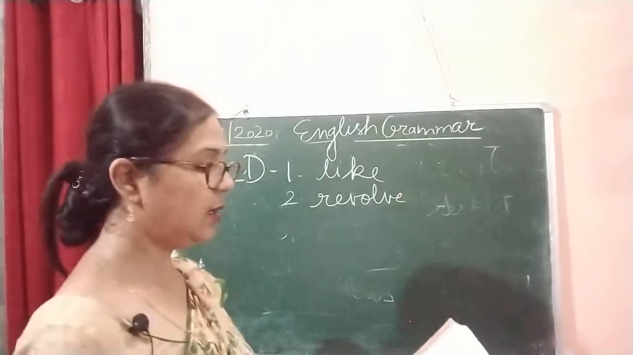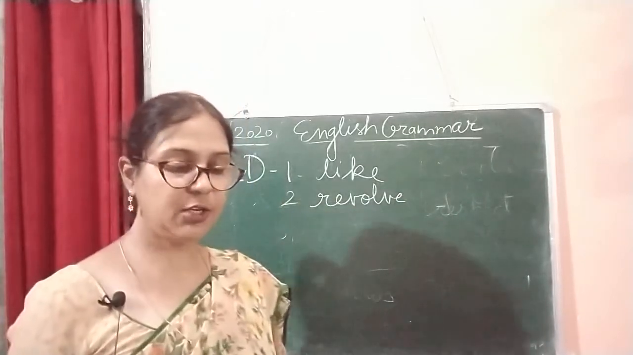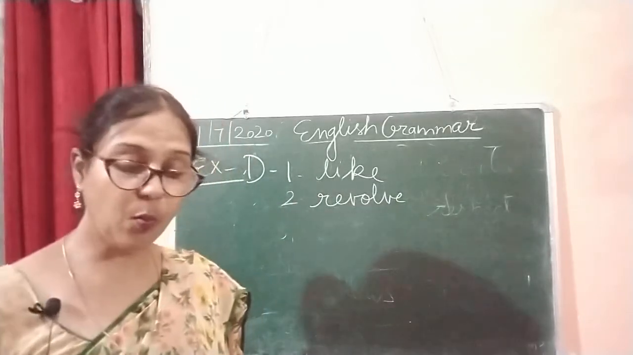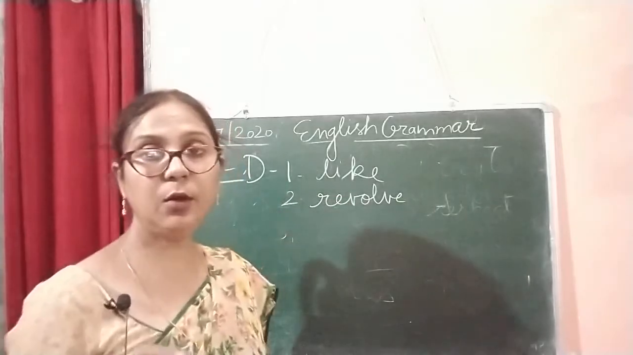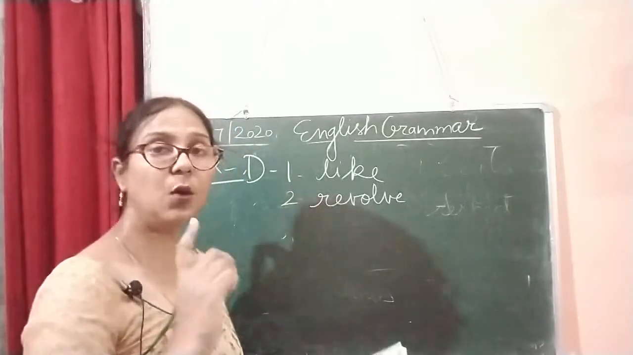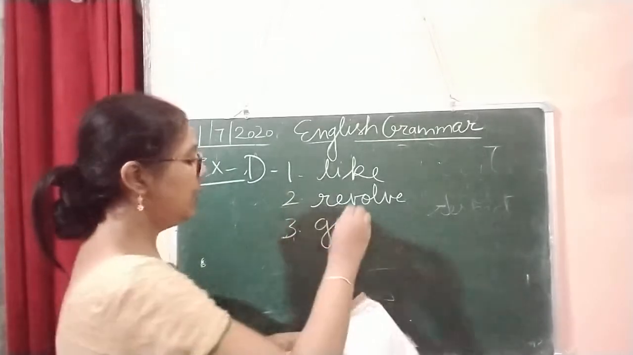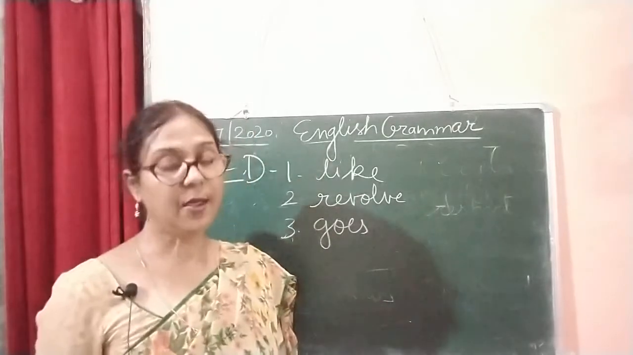Revolve around the sun. Now, Mohan dash for yoga exercises every day. Mohan, it is written in the bracket go. So what are we going to use? We are going to use goes. Third is goes. Mohan goes for yoga exercise every day.